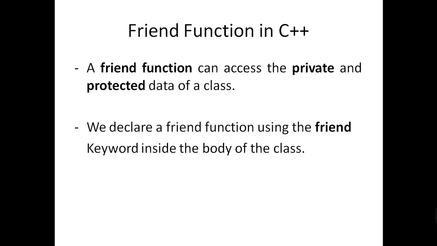A function can be declared as a friend in any number of classes. A friend function is not a member function, but it has full access rights to the private members of classes. Simply, we call it a friend function which can access the private and protected data of a class. Because the two classes are friends, it can access the private members of both the classes.